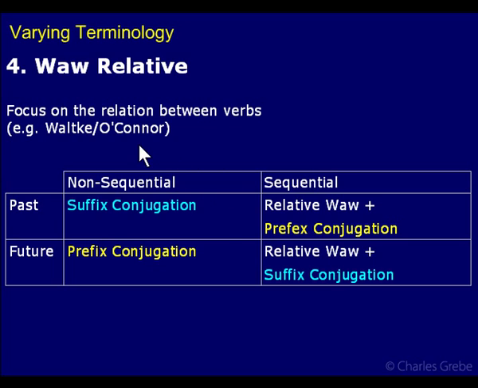Waltke O'Connor refer to the perfect as the suffix conjugation and the imperfect as the prefix conjugation. So here they're focusing on the form. They're naming these tenses by their form, not how they're used. Suffix just because it has suffixes, and prefix because the imperfect is marked by having prefixes. And then they refer to the vav relative plus prefix conjugation and vav relative plus suffix conjugation. So vav relative is another way to talk about this special vav.